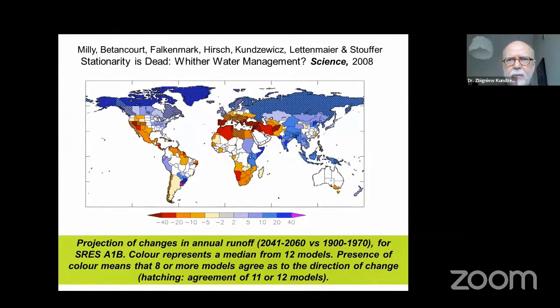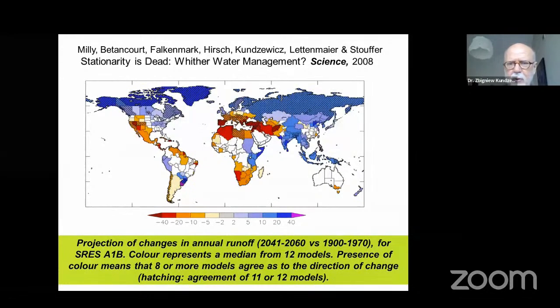This is a belt around the Mediterranean Sea. The Arabian Peninsula and Sahara, so really dry places, are not touched here because the models do not agree as to the direction of change. So if there is a white area, the models do not agree. The color means that at least 8 of 12 models agree on a direction of change, and hatching means good agreement of 11 or 12 models.